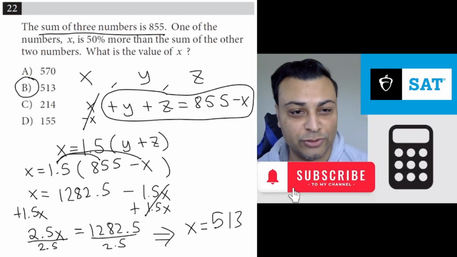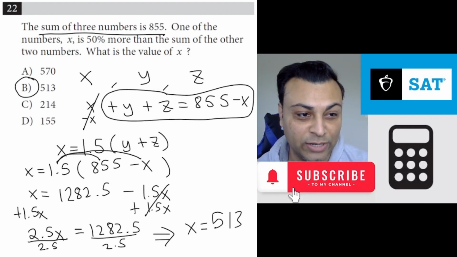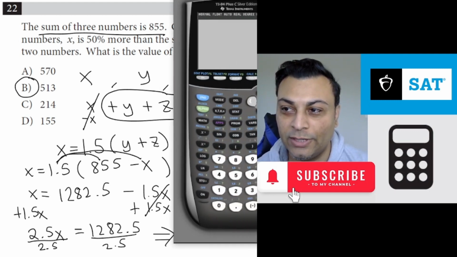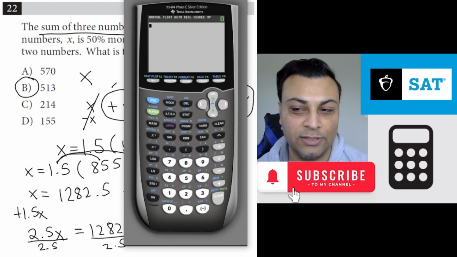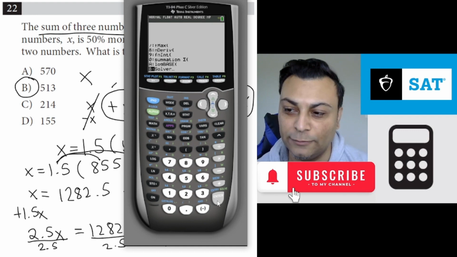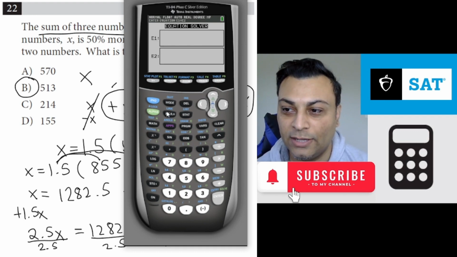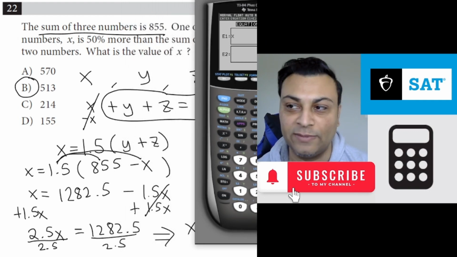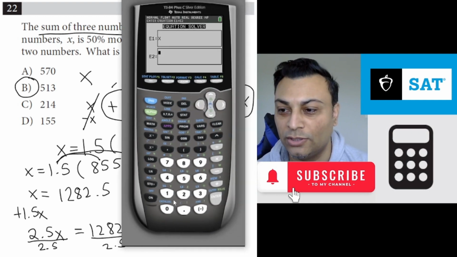Now, I know what you're thinking. Let's use solver. That's the other way to do this. So let's get the calculator, and we're going to do that equation in the calculator. Math, scroll up because it's at the bottom, solver, and we have x is equal to 1.5 parentheses 855 minus x. Let's go. 1.5 parentheses 855 minus x, close it up.